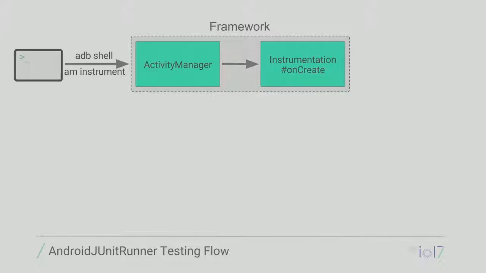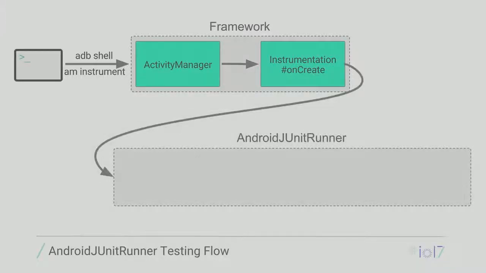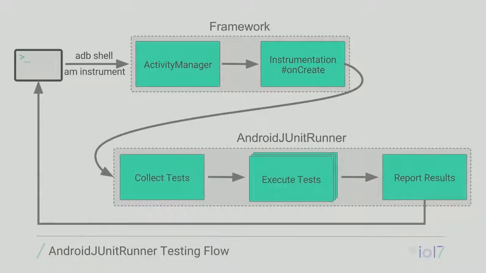So let's go a little bit deeper and see what happens when Android Studio actually runs your test. It runs adb shell am instrument, which will end up calling out to Activity Manager. Activity Manager will then call, at one point, onCreate on your instrumentation. So now that we know that Android JUnit Runner is our instrumentation, at this point it will call onCreate on the runner. And then the runner is going to do a few things for you. It's going to collect all your tests, then it's going to run all these tests sequentially, and then it's reporting back the results.